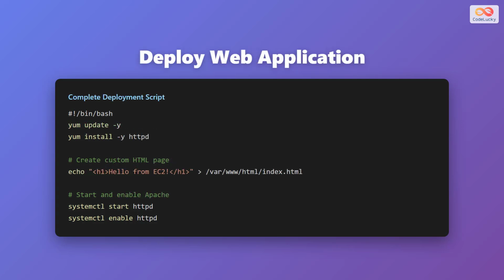Here's a more complete deployment script that sets up a simple web application. After updating the system and installing Apache, we create a custom HTML page by echoing content into the index.html file located at /var/www/html. The echo command uses angle brackets, which represent HTML tags. Finally, we start and enable the Apache service to make our web page accessible.